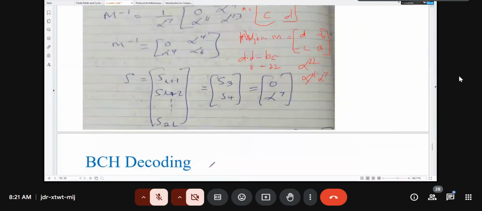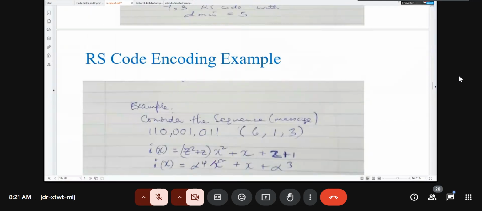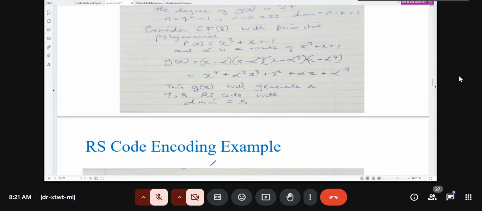Is that okay? I know it's complex, but I thought it's good that at least you have an idea of the concept of decoding BCH codes. It's complex, but its implementation is easy, as difficult as it looks with these formulas. When it comes to the implementation, it's quite easy with the hardware.